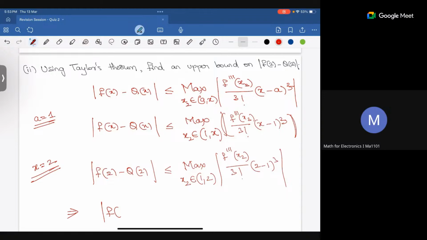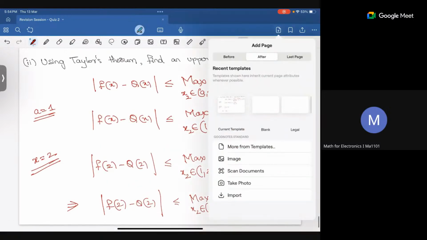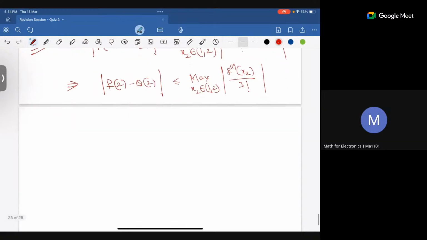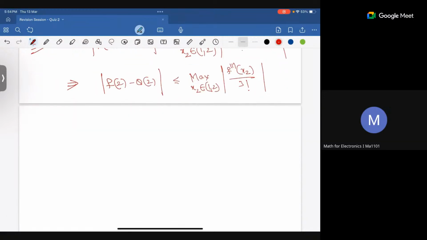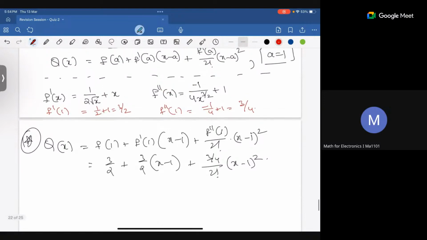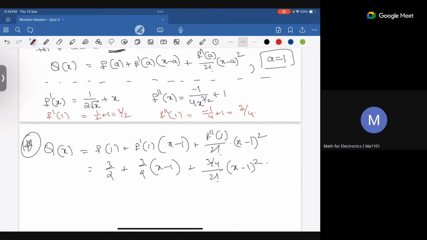Okay. So this is |f(2) - q(2)| less than or equal to the max of x2 belonging to [1, 2] of |f'''(x2)| divided by 3 factorial, because (2 - 1) whole cube is simply 1 cube, which is 1. Okay, so now we have to find f triple prime. For that, we already have f double prime, which is minus 1 by 4 x power 3 by 2 plus 1.